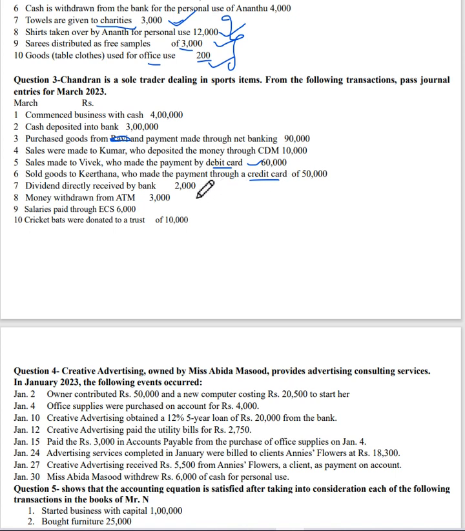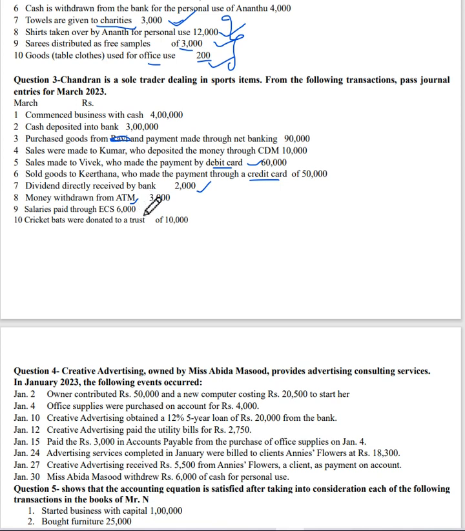Next, dividend directly received by the bank. Dividend received is an income to the business. Okay, and in the bank money is increasing. There are two accounts, dividend account and the bank account. Bank account debtors to dividend account. Okay, next, money withdrawn from ATM. Money has been withdrawn from the ATM. That means that in our business bank account, the amount is reducing because we withdraw the cash from the ATM. There are two things here. One is cash account, the other one is bank account.